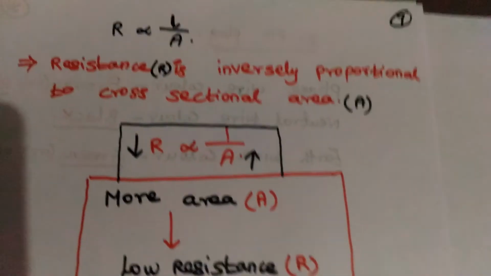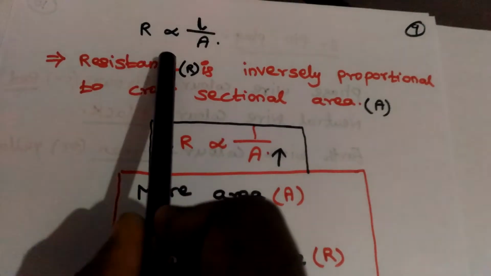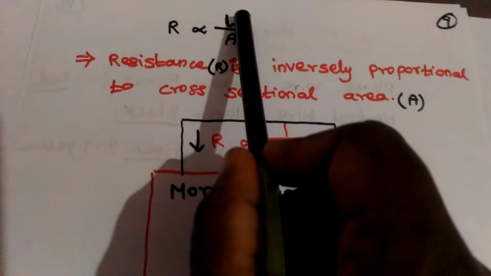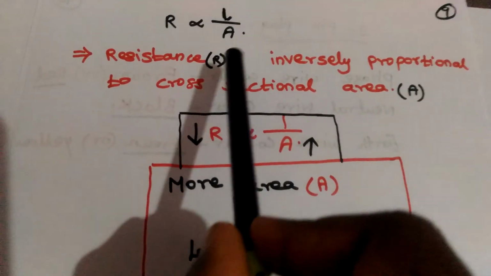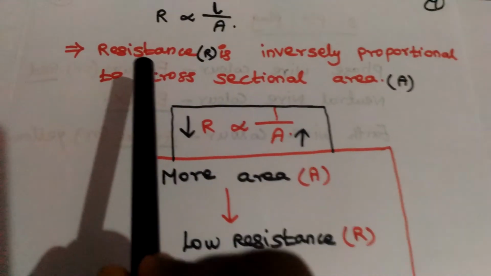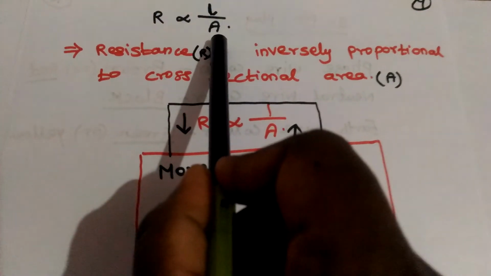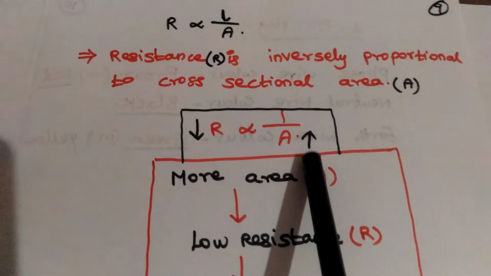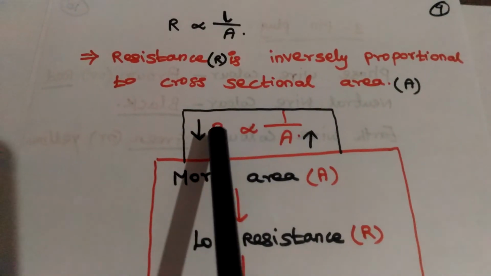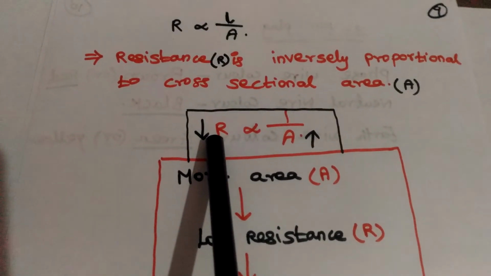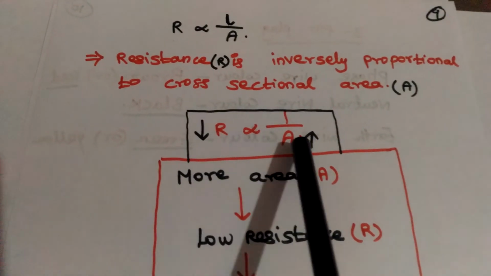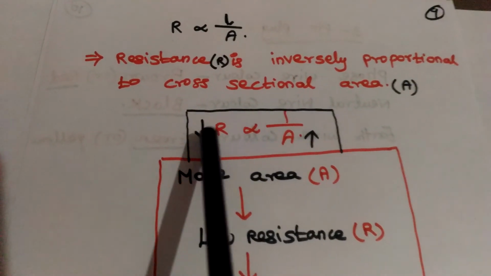Now we know the formula R = ρL/A, that is, R is directly proportional to length and inversely proportional to the area of cross section of the conductor. Since resistance is inversely proportional to the area of cross section, if you increase the area of cross section, the resistance is automatically reduced. So the earth pin's cross-sectional area is more, so that the resistance will be reduced.